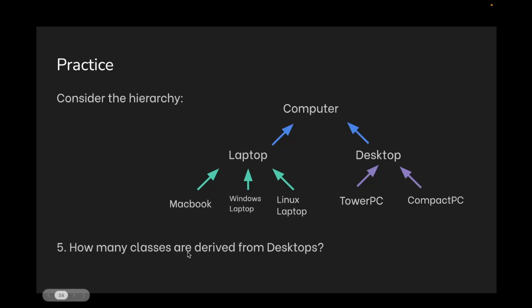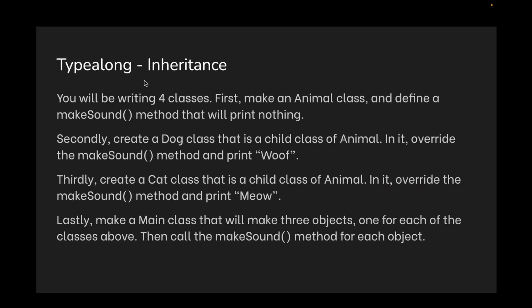Last question, how many classes are derived from desktop? Yeah, 2. We have Tower PC and Compact PC. Those are the only 2 classes that are derived from desktop. So yeah, nice job.